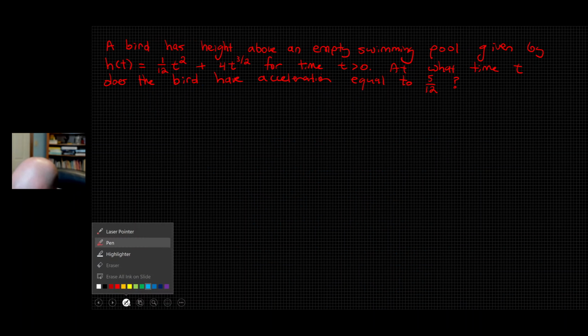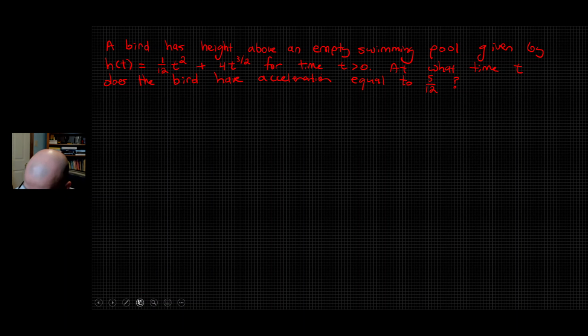A bird has a height above an empty swimming pool given by h of t equals all that stuff for t greater than 0. At what time t does a bird have an acceleration equal to 5 over 12? Acceleration is a code word. It means we're going to find h double prime of t, and acceleration equal to that, we're going to set h double prime of t is equal to 5 over 12, rearrange and solve for t.